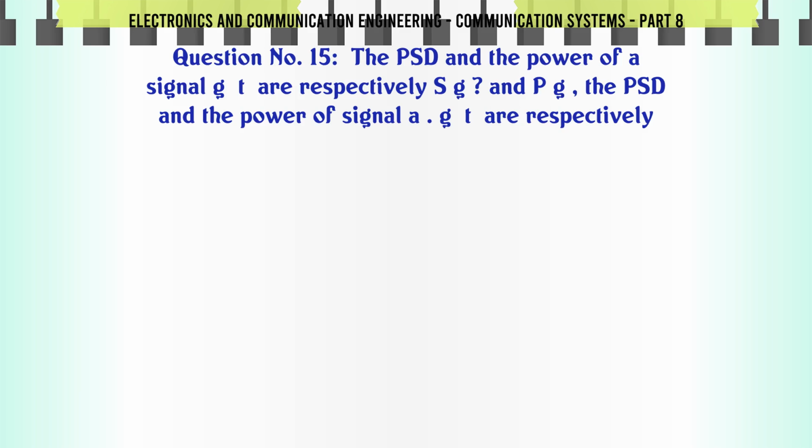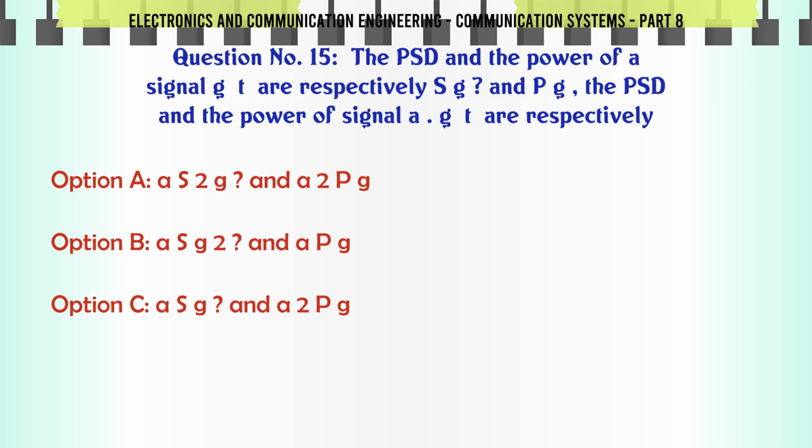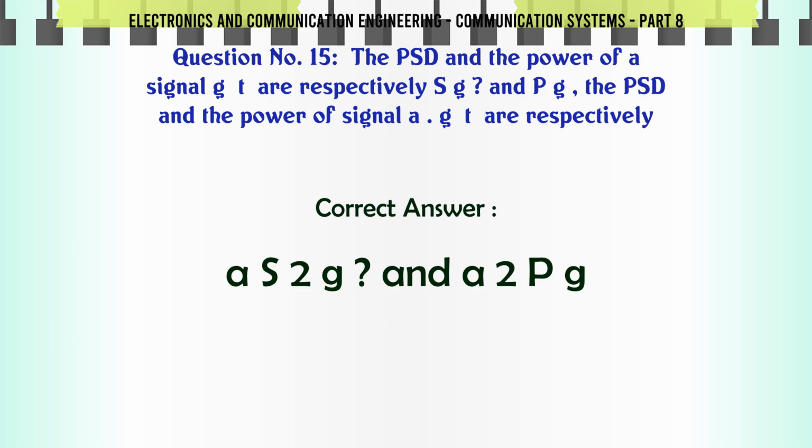The PSD and the power of a signal g(t) are respectively S_G and P_G. The PSD and the power of signal A g(t) are respectively A. A²S_G and A²P_G, B. A S_G² and A P_G, C. A S_G and A²P_G, D. A S_G and A P_G. The correct answer is A²S_G and A²P_G.